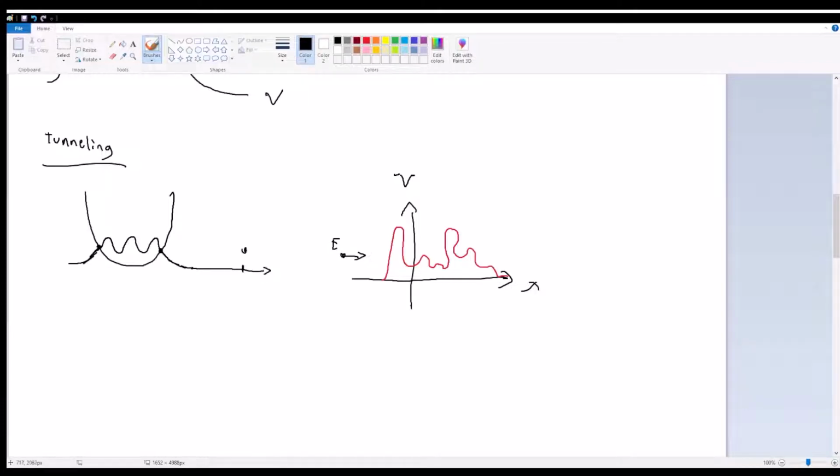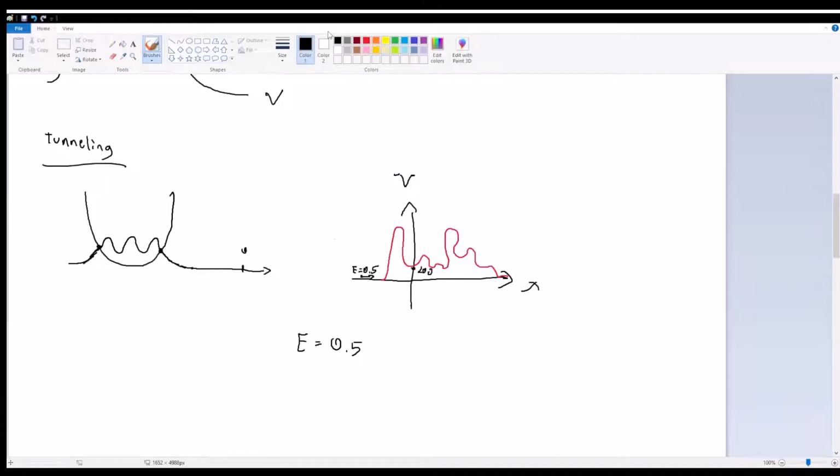Let's say that the energy equals 0.5, and let's say that the lowest point of the potential is 200. So the potential is way higher than the energy. Classically, the particle would never be able to make it through, and if this was drawn more to scale, the particle would be super close to the ground. It would be down here somewhere with an energy of 0.5.